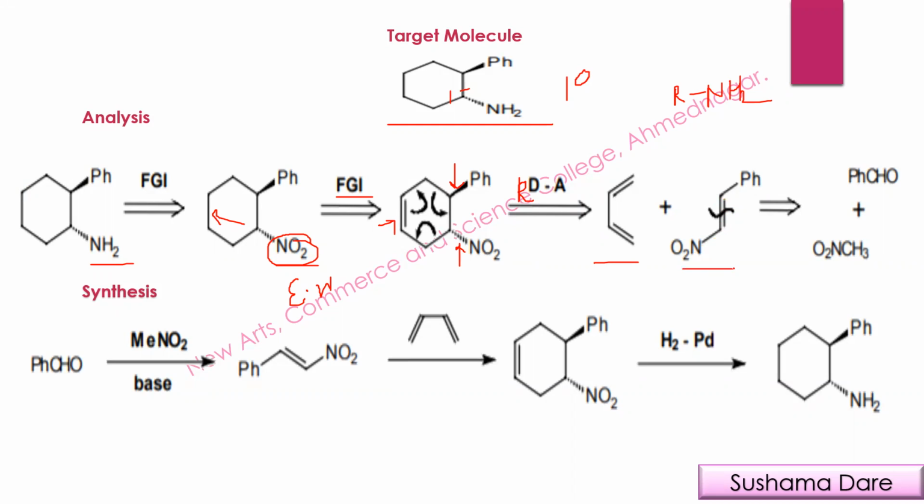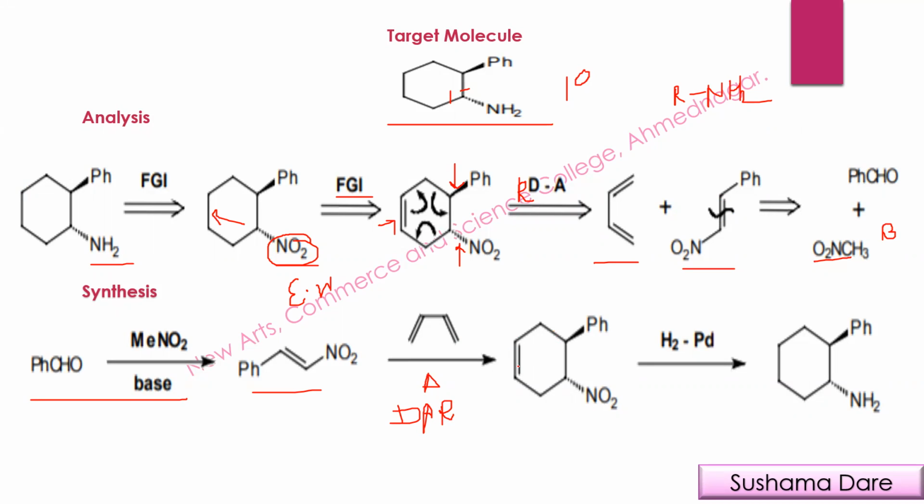Just now we discussed how you get this: benzaldehyde plus nitromethane in the presence of base. So look at the synthesis. Benzaldehyde and nitromethane in the presence of base give a trans double bond, and then we treat it with 1,3-butadiene. The condition is heating and it is a Diels-Alder reaction. After the cycloaddition, it gives this adduct.